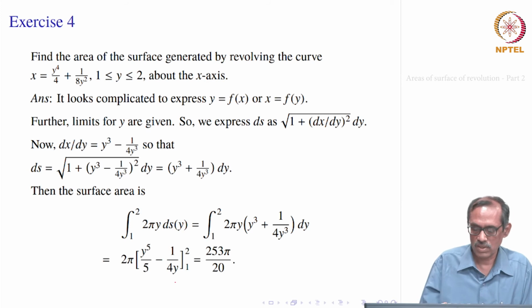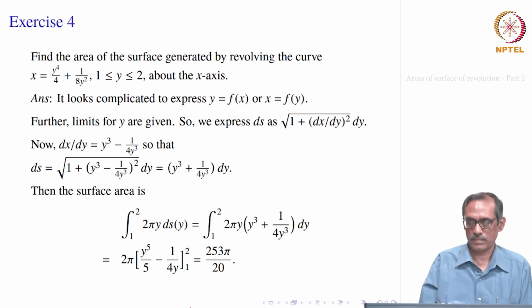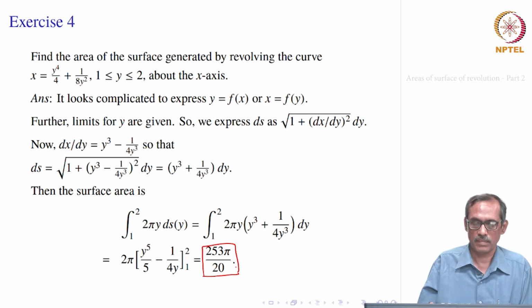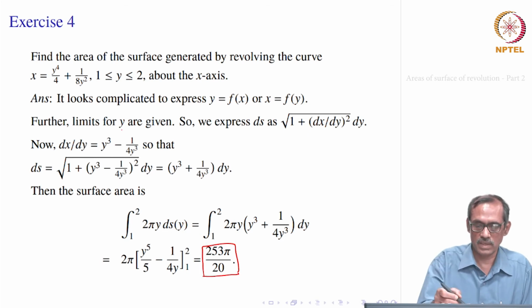So, that directly gives 2 pi times y cubed plus 1 by 4 y cubed dy. Now, we integrate this. So, first one is y fourth, that gives y fifth by 5. Next one is 1 divided by 4 y square, that gives minus 1 by 4 y, right. So, it is 2 pi times this, evaluated at 1 to 2. So, verify that simplifies to 253 divided by 20 times pi. So, here is a trick where if you use the unified formula, it will be easier. If you go directly, it will be a bit complicated.